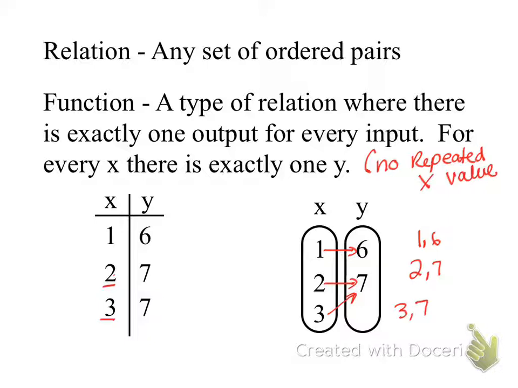We don't use it a lot, but if they give you a map, you should be able to list the ordered pairs. You should also be able to list the domain and the range. Domain is your x, range is your y values. Fancy words. Are there any questions so far?